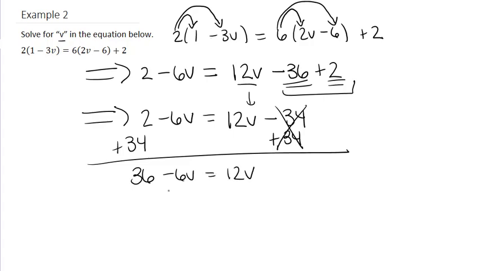Then the next thing will be to add 6v to both sides. So then we get v's all on the right hand side. So this becomes 0. So we're left with 36 on the left hand side. Now 12 plus 6 is 18, and it's v.